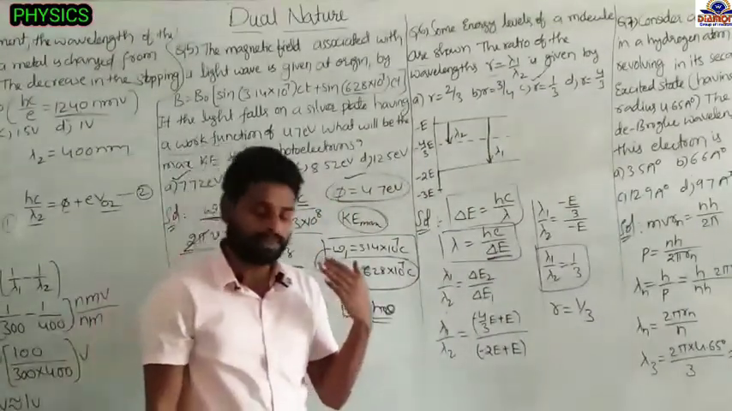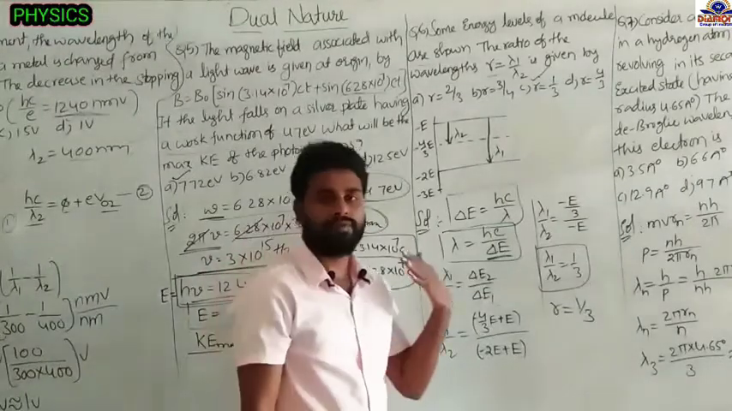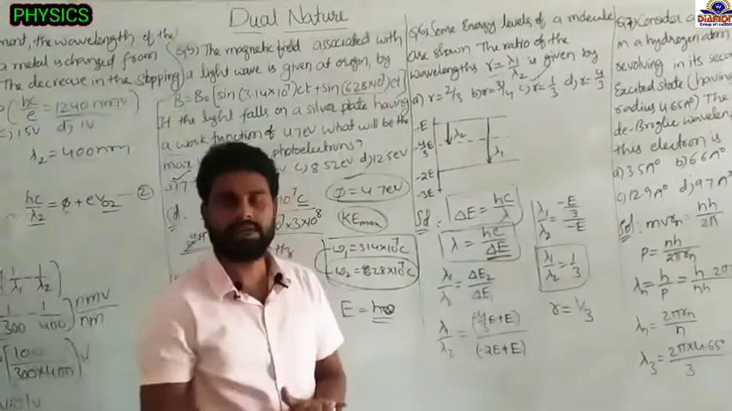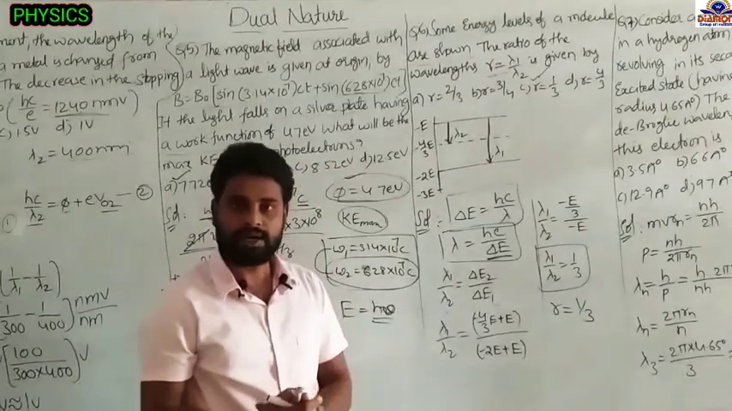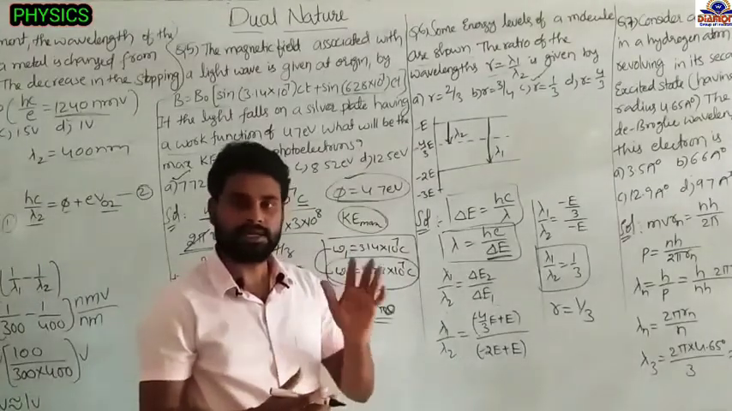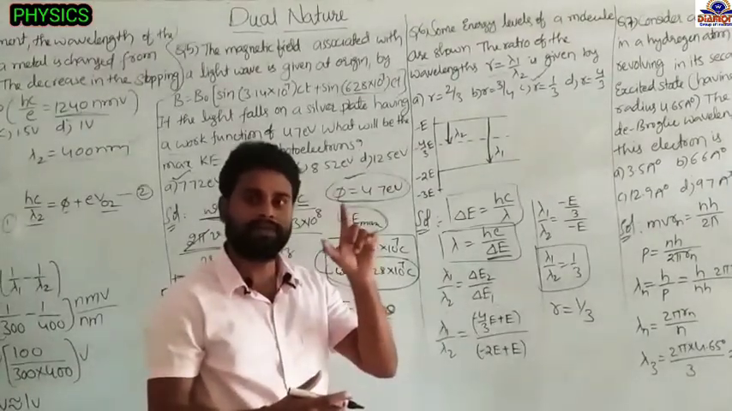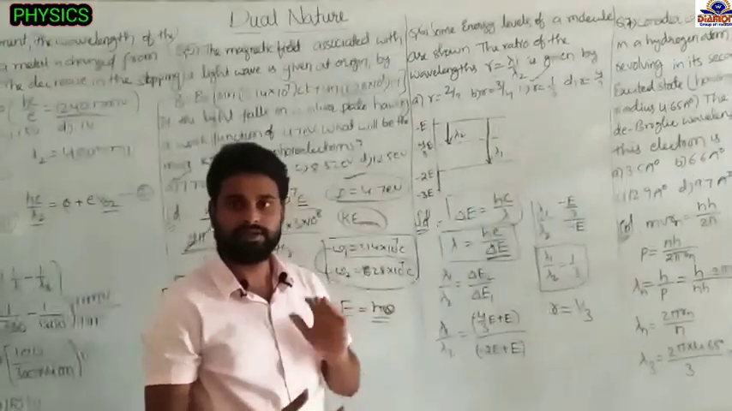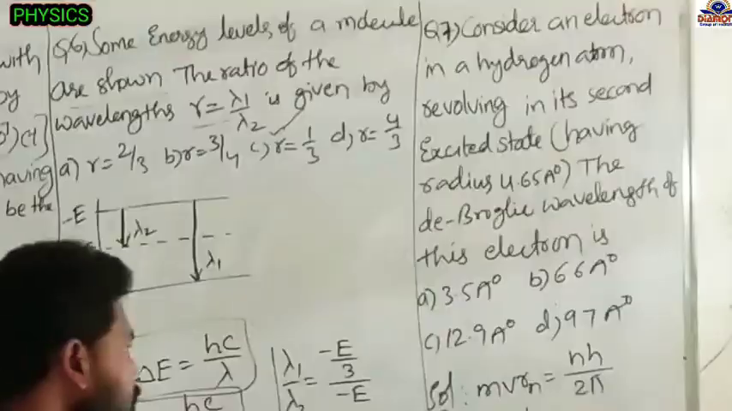Whenever the electron jumps from one energy level to the other, it radiates a photon. The wavelength of that photon corresponds to the energy difference between the two energy levels between which it transited.